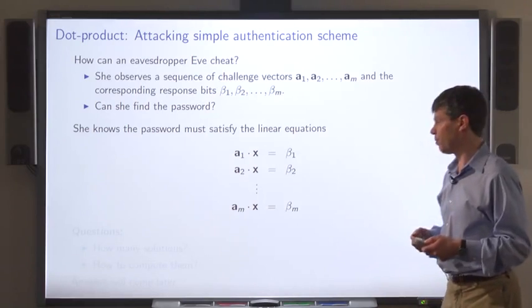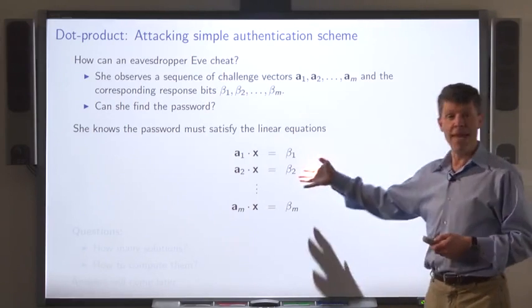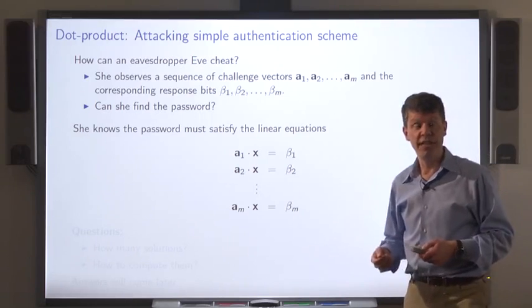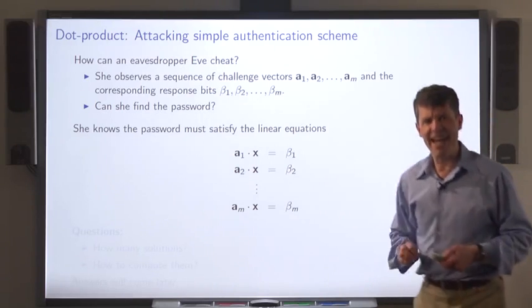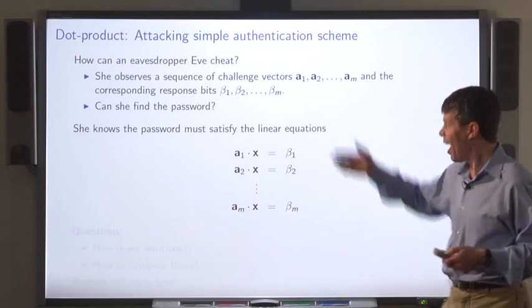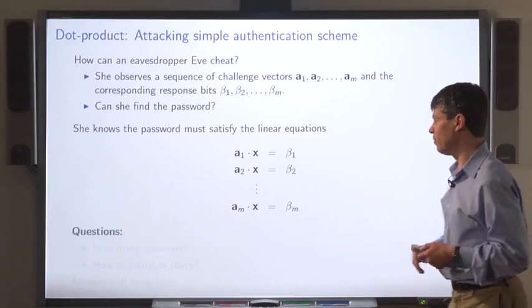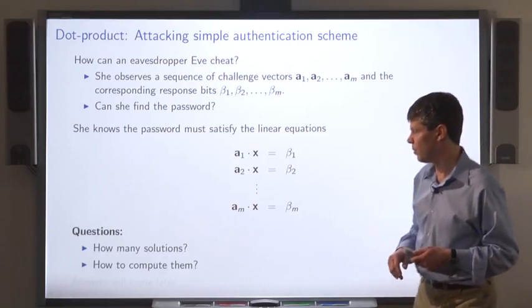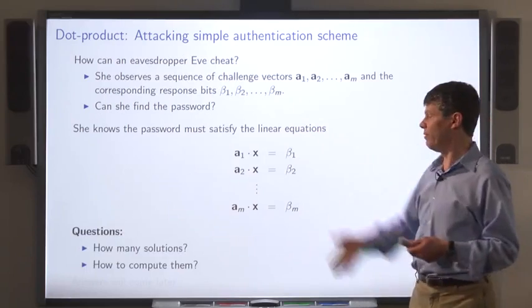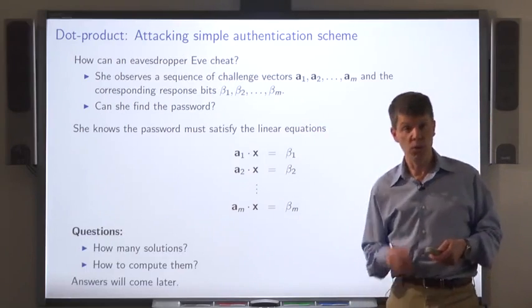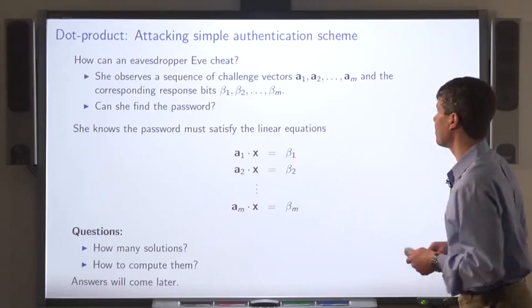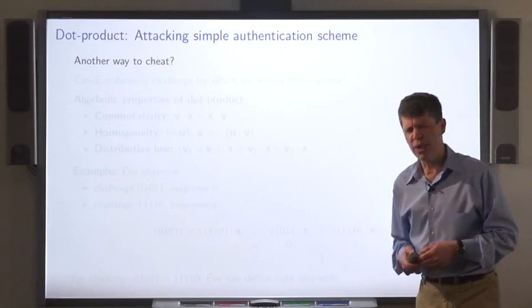Well, there are two questions. Maybe this set of equations isn't enough to precisely pin down the true password. So how many solutions are there to this system of linear equations? And how could you even compute them? So we'll study these questions later. And what's another way to cheat?